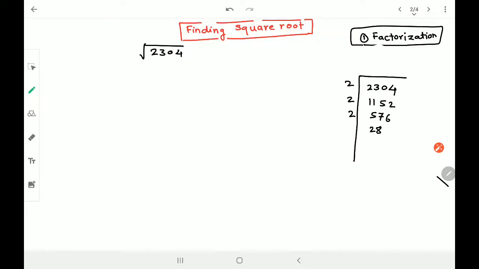2 eights are 16, 2 eights are 16. 2 fours are 8, 2 fours are 8. 2 twos are 4.